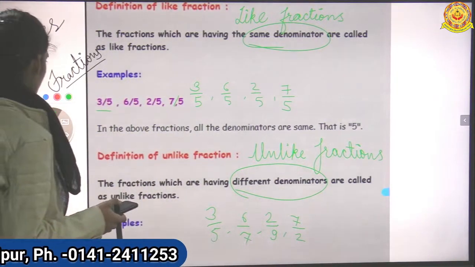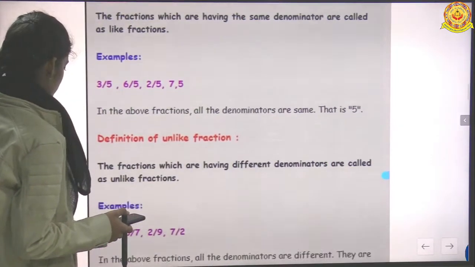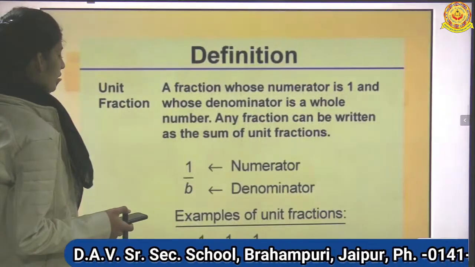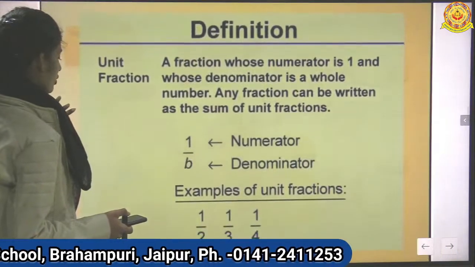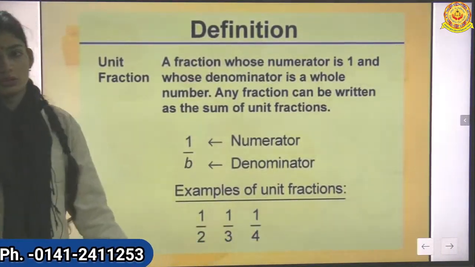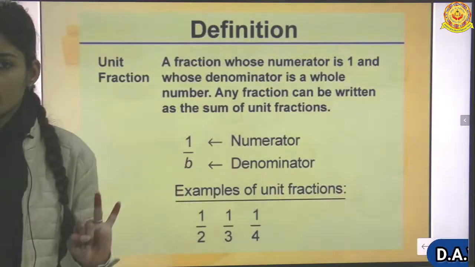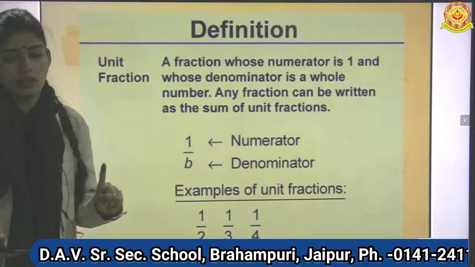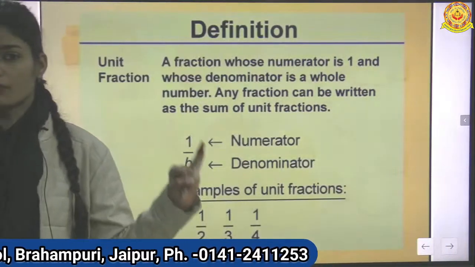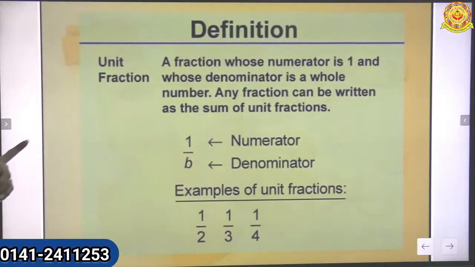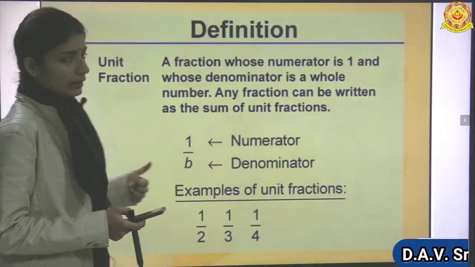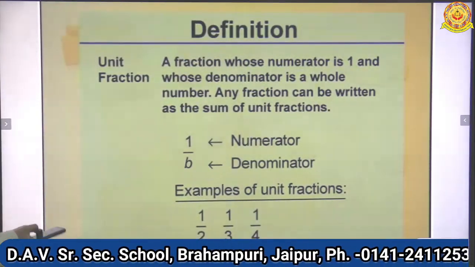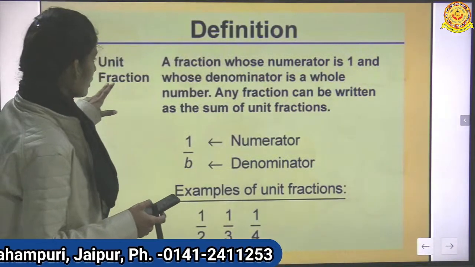Okay, now moving on to the next slide. After like fractions and unlike fractions we have unit fractions. Total 7 types we have: like fraction, unlike fraction, unit fraction, proper fraction, improper fraction, equivalent fraction and mixed fraction. So 2 we have discussed. Now the third one is unit fraction.